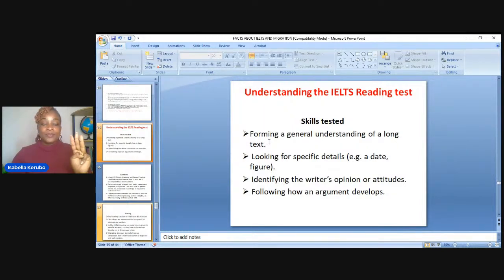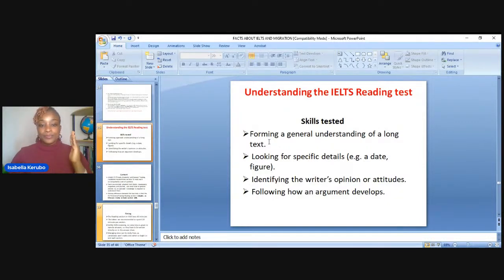Number three, your ability to identify the writer's opinion or attitudes. All right? You're given a text and, like I said, each text comes with a set of questions. You'll be asked to explain what the writer feels about whatever topic you are reading about. So this is a skill that is tested in the IELTS reading test. Your ability to identify the writer's opinion or attitudes.